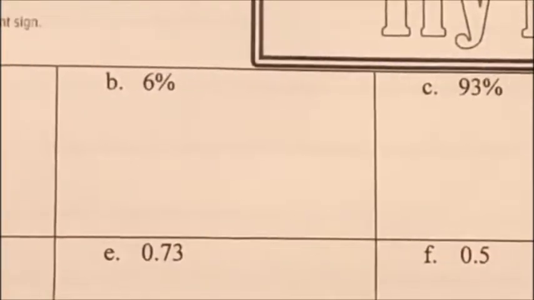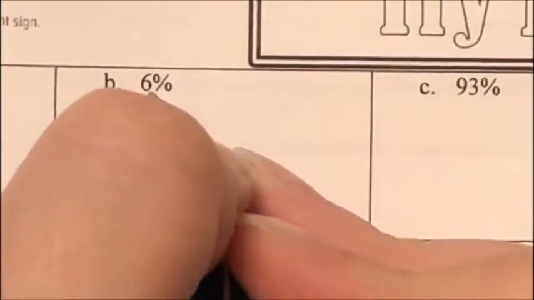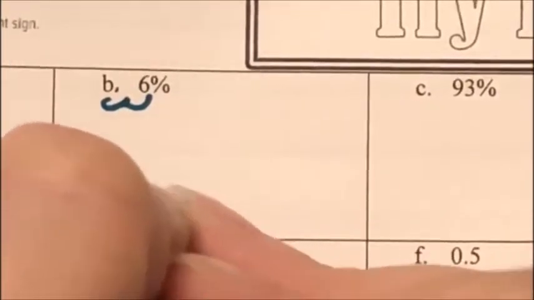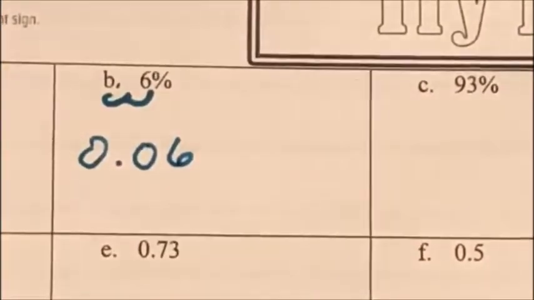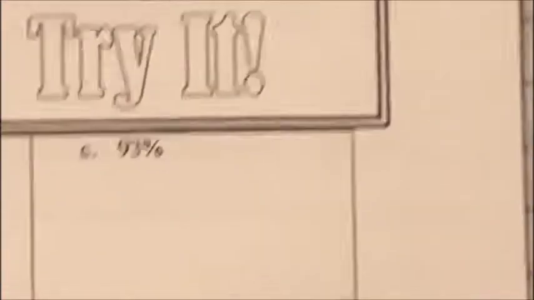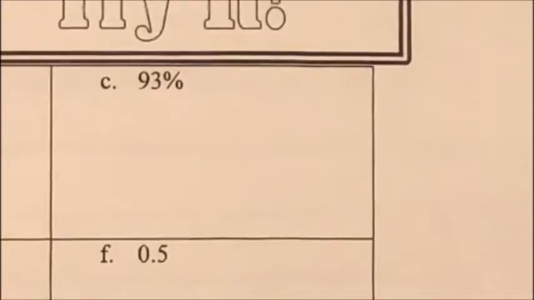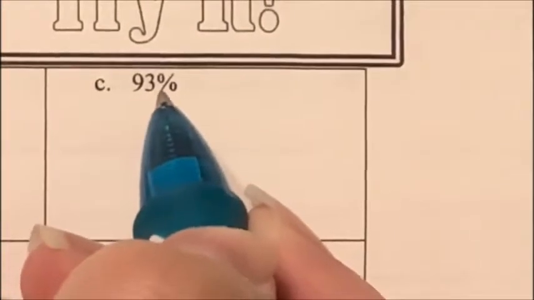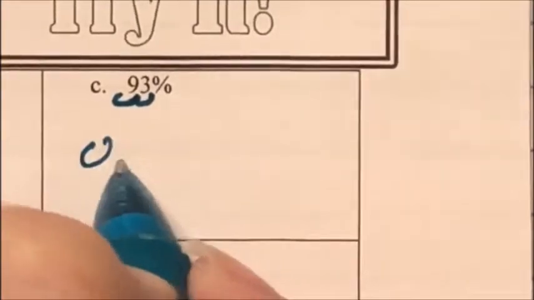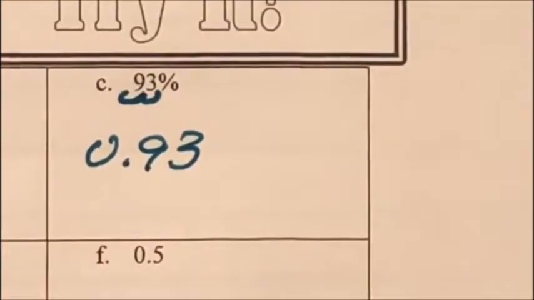For letter B, I have 6%. So I move the decimal 1, 2, and I'm going to have to add a 0, so 0.06. For letter C, I have 93%. Again, I'm just going to move the decimal 1, 2, 0.93.